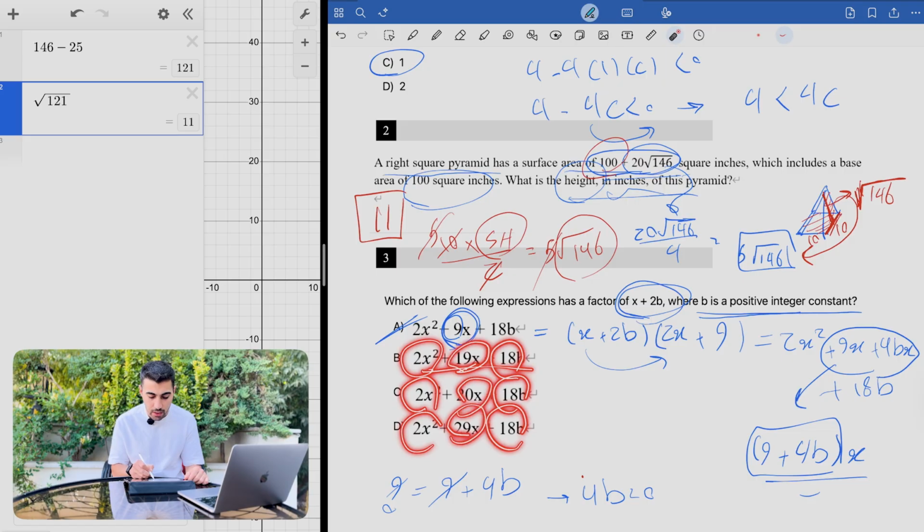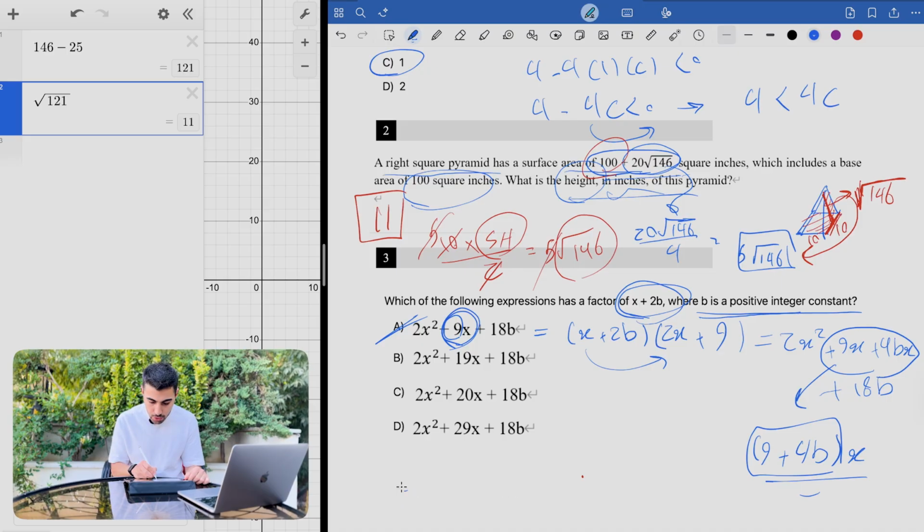The only difference is here. Okay, so it's going to be the same thing. It's going to give us the same thing, 9x plus 4b. So I'm just going to set these equal. Okay, so I'm just going to do 9x plus 4b equals 19.